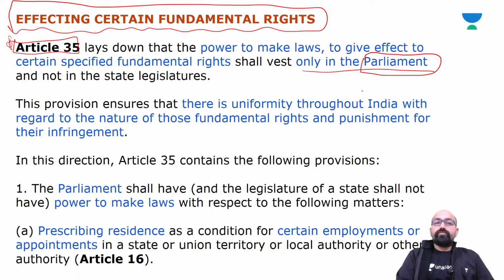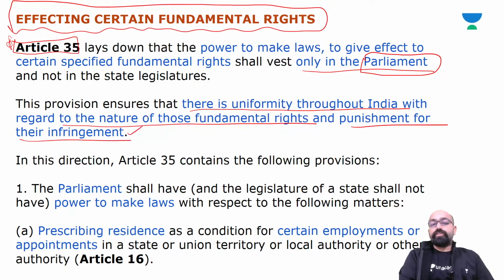Alright, now this provision ensures that there is uniformity throughout India with regard to the nature of those fundamental rights and punishment for their infringement. So in this direction, Article 35 contains the following provisions. First, the Parliament shall have and the legislature of a state shall not have power to make laws with respect to the following matters.